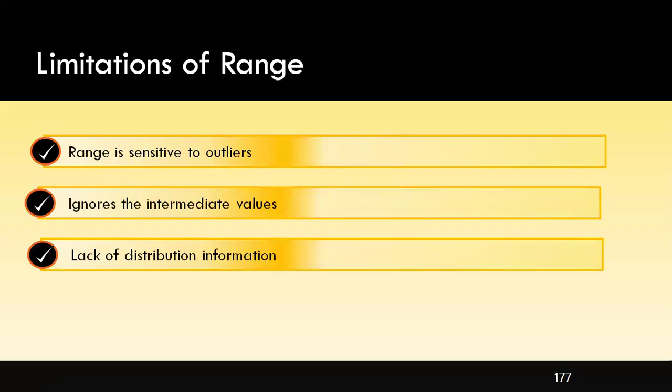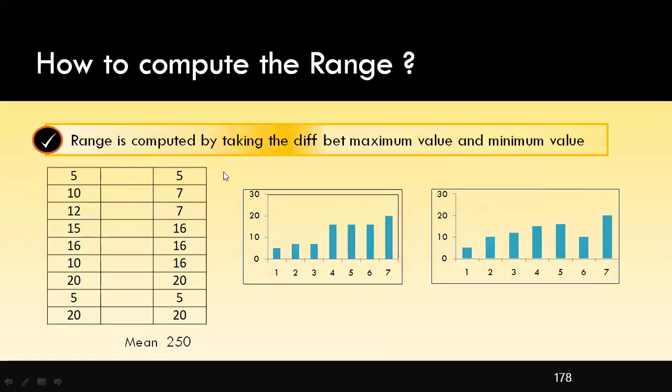Okay, what are the limitations of range? Range is sensitive to outliers. It ignores the intermediate values. It lacks the distribution information. So what do you mean by range is sensitive to outliers?